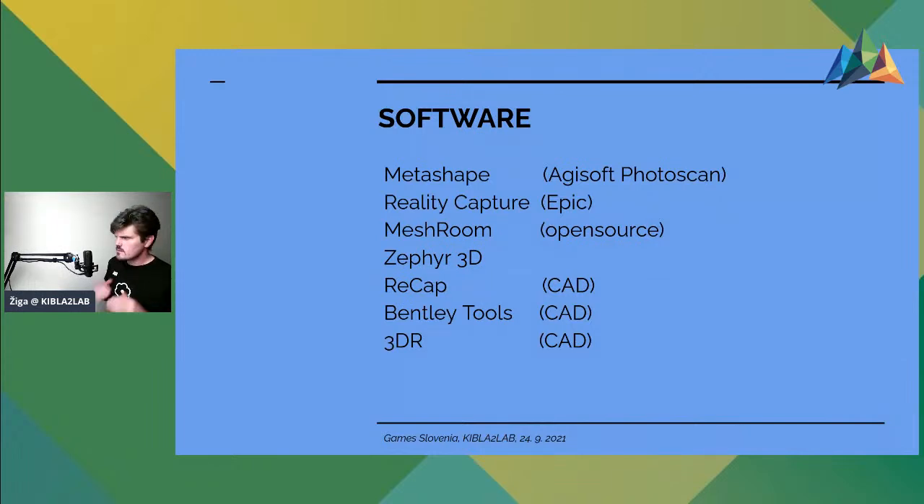I would say the top two are Metashape and Reality Capture, especially Reality Capture, which was acquired by Epic. In terms of licenses, they're similar. Metashape, Reality Capture, and Zephyr 3D are very similar, around $3,000 or $3,700, although Metashape does have a standard license, which is just $180. And Reality Capture also has a kind of free-to-use version.